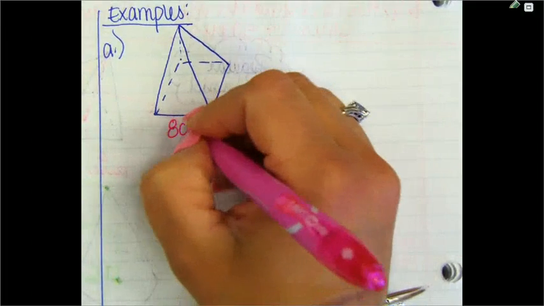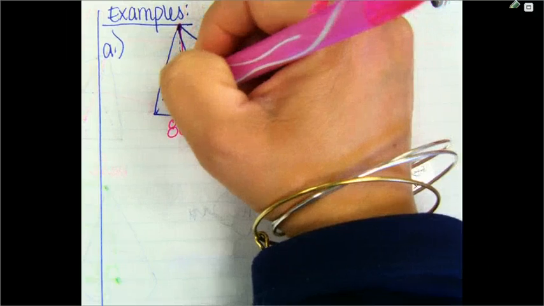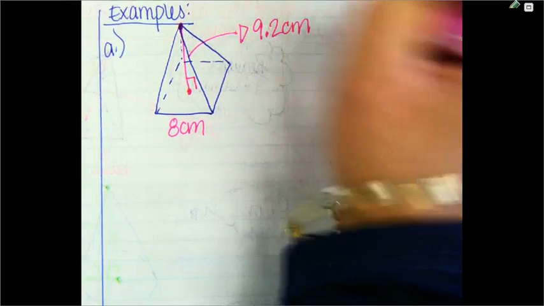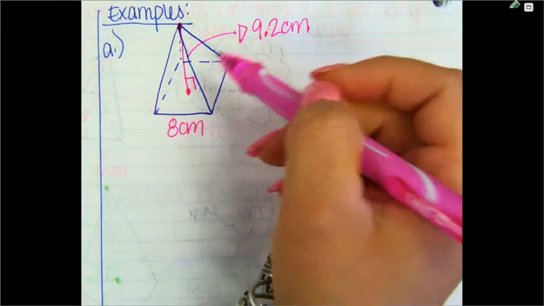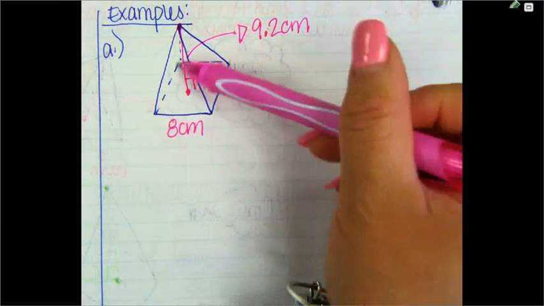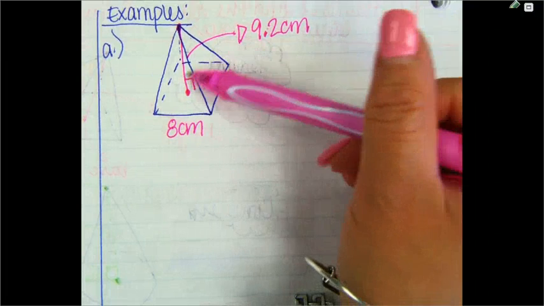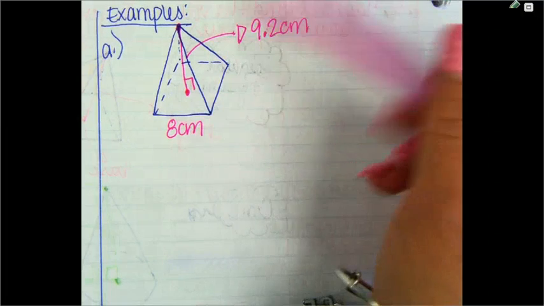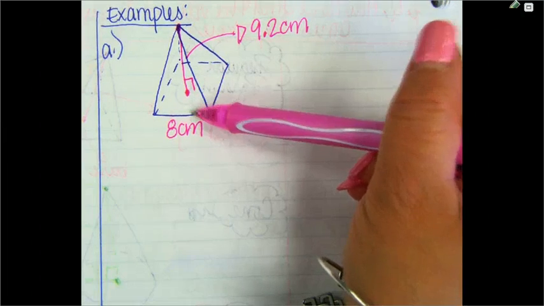All right, we have 8 centimeters here. From here to here, with the right angle, is 9.2 centimeters. If I don't tell you any other side, what can you assume that the base is? What is the shape of the base? Square. Can we just assume it's a square if I just give you one side? Yeah, you're allowed to at that point, okay? Because it looks like a regular pyramid. So go ahead and find your volume.